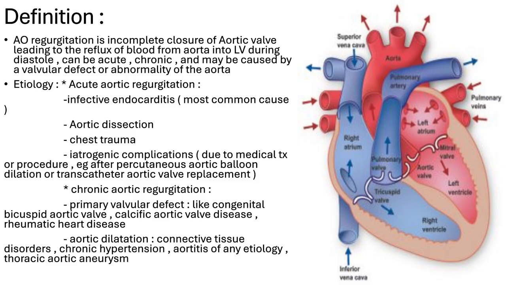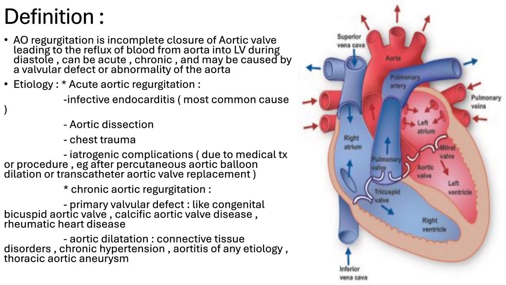So first of all, let's start with definition. Aortic regurgitation is the incomplete closure of the aortic valve leading to the reflux of blood from the aorta into the left ventricle during diastole. It can be either acute or chronic, and it may be caused either by a primary valvular defect or secondary due to abnormality of the aorta.